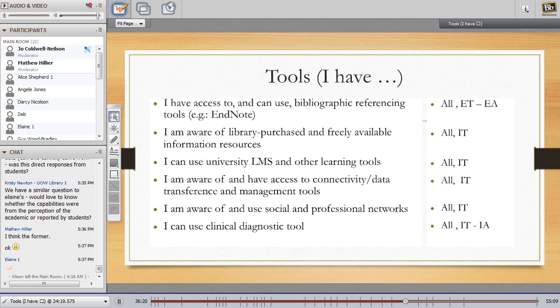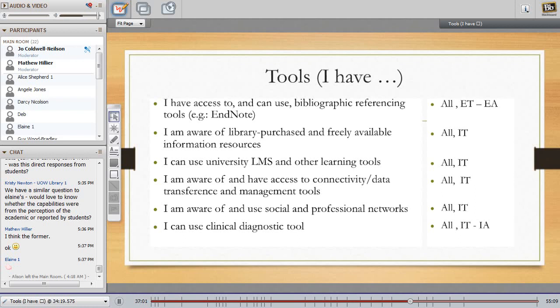So in an early unit, students were shown how to use EndNote, and I think that was done by the library staff, and they had some explicit assessment around using EndNote. So they had to demonstrate that they could use it. Similarly, here's another one, and this one's slightly different: I'm aware of library purchased and freely available information resources. This was implicitly taught. There wasn't an explicit articulation of these particular information resources, but there were activities that implied that they had to go to the library and find them.